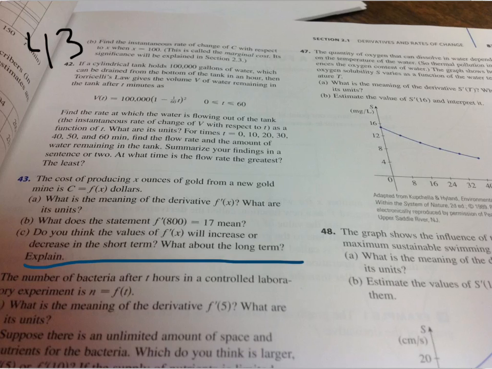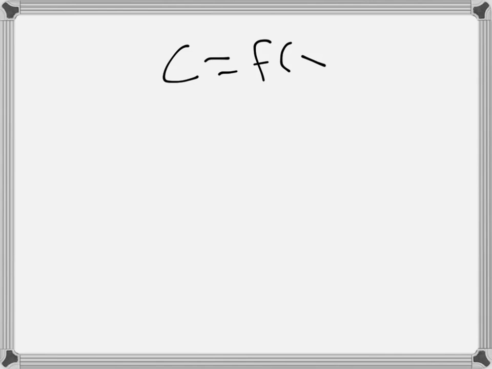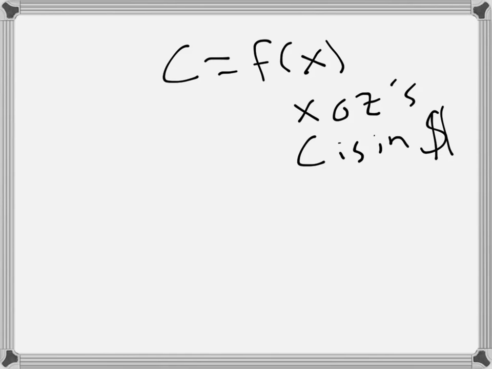So the way that's going to work, let's just go to the next page. So we have C equals f of x, and normally x is in ounces, and C is in dollars. That's the value in gold. So the derivative is basically, at a certain amount of ounces that you've produced, what is the cost of producing a bit more? Because tangent lines, that's kind of the local slope.